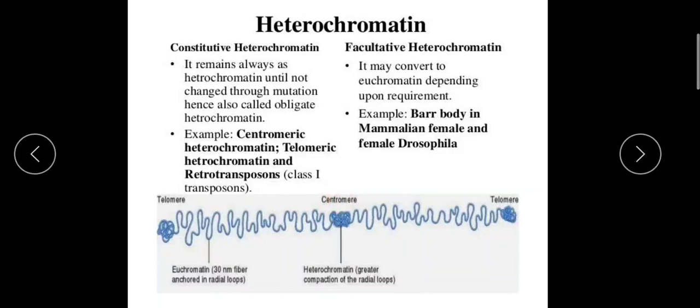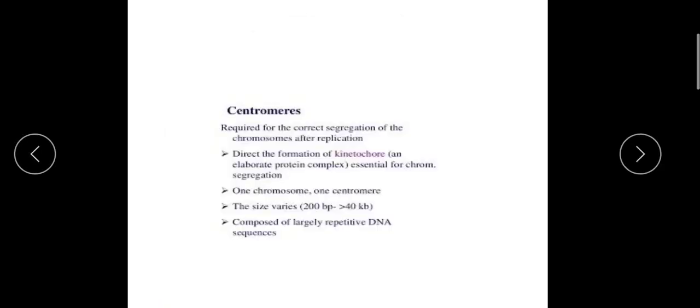So the centromere and kinetochore are the important regions responsible for equal segregation during cell division. Certain proteins come and attach to the centromeric region and form the kinetochore complex, and this kinetochore complex is the point of attachment of spindle fibers, which are responsible for the segregation of chromosomes. And the size of the centromeric regions may vary from 200 base pairs to 40 kilobases.